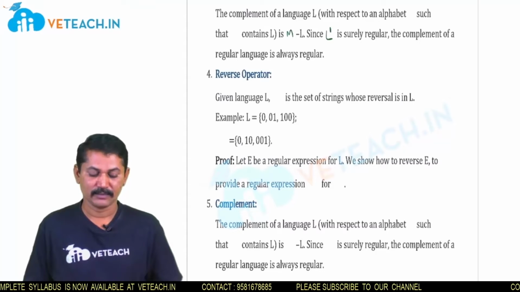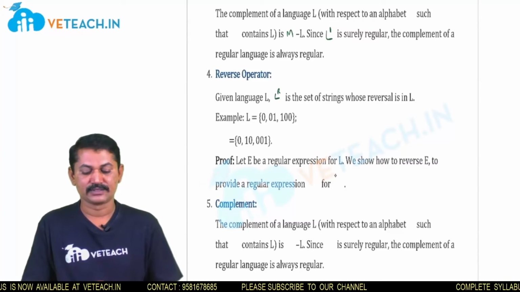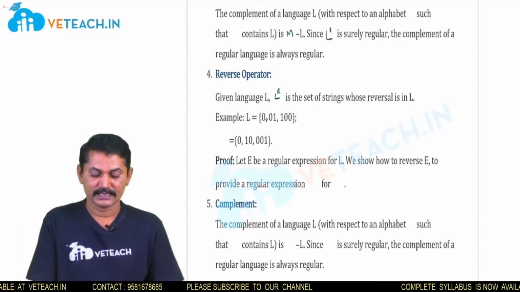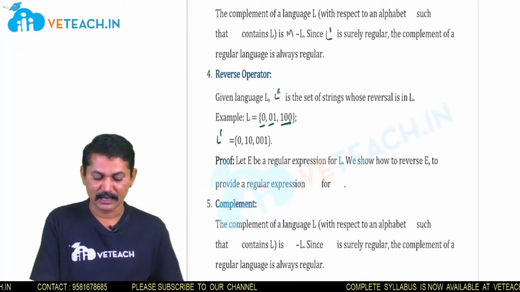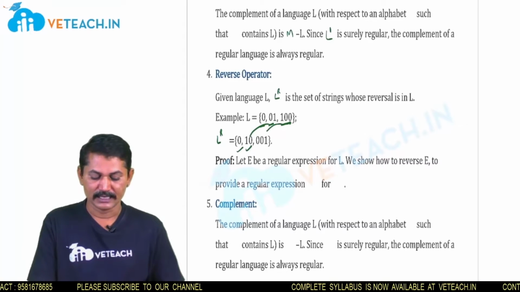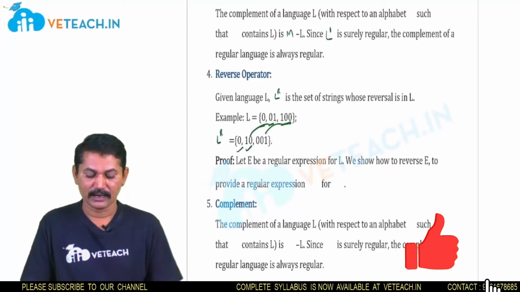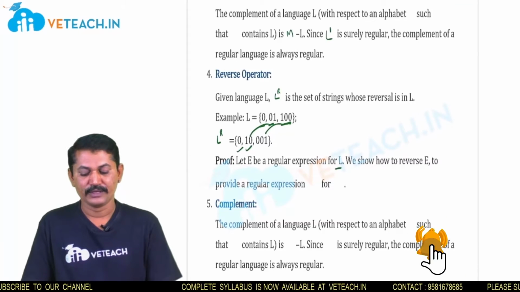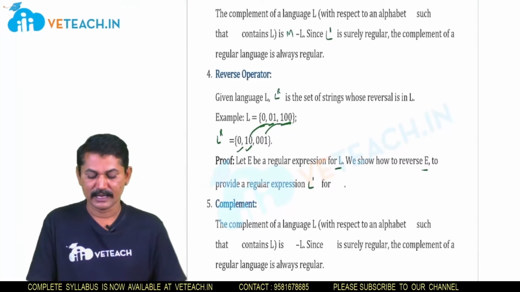Next one is reversal. Given the language L, L R is the set of strings whose reversal is in L. For example, consider 0 0 1, 1 0. The reversal L R can be given as 0 1 0, that is the reversal, and 0 0 1, that is the reversal, which is also in the form of a regular language. Let E be the regular expression for L, which we show that the reversal of E provides a regular language L dash.